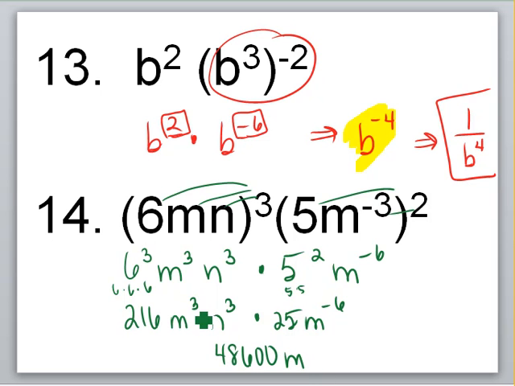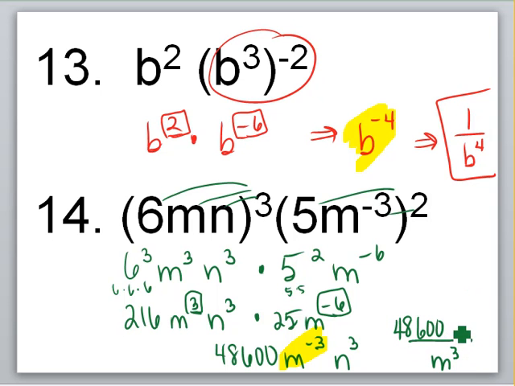M to the 3 plus negative 6 is negative 3, n to the third. Now we're not finished because this m is unhappy. It does not want to be on the top of the fraction, so we move it to the bottom of the fraction, and we keep the other things where they were.